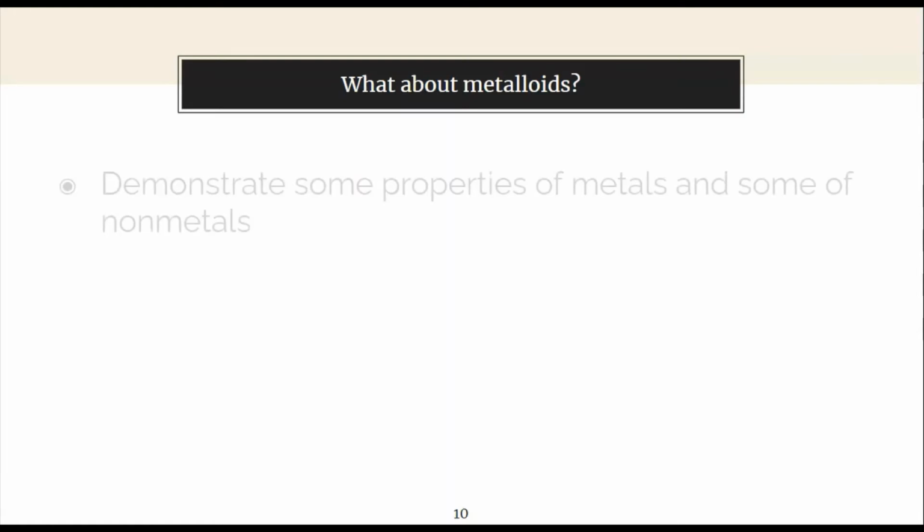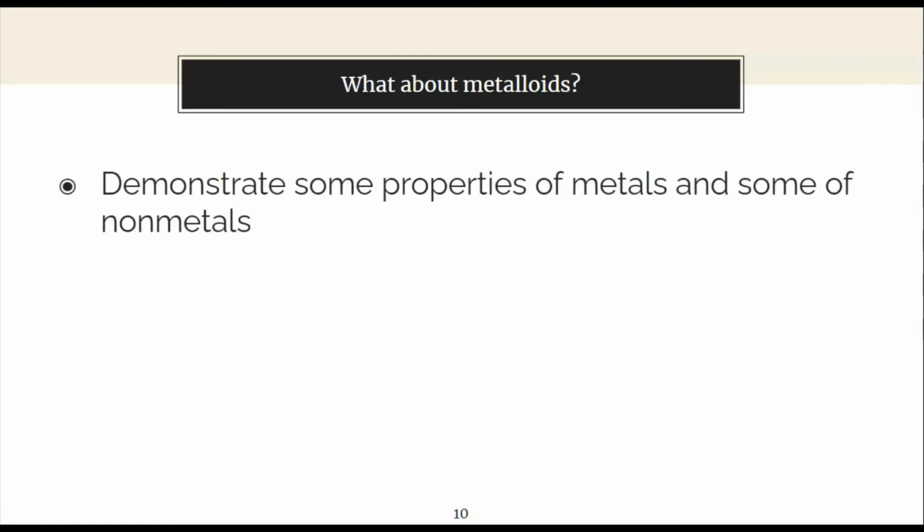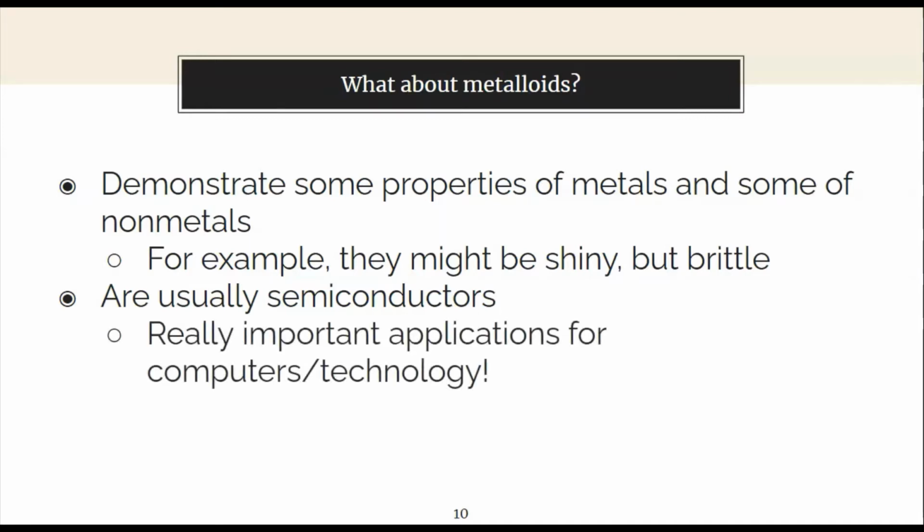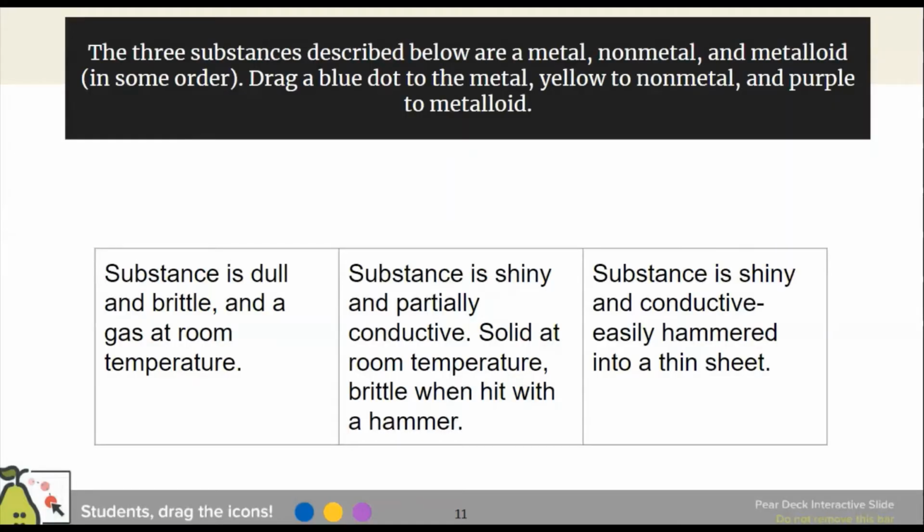So what about metalloids? Metalloids demonstrate some properties of metals and some properties of nonmetals. For example, they might be shiny like a metal, but brittle like a nonmetal. They're usually semiconductors, which means they're partially conductive. And semiconductors have really important applications for computers and technology. Silicon is a very important semiconductor. That's why it's called Silicon Valley, right? Because it's critically important to technology development.